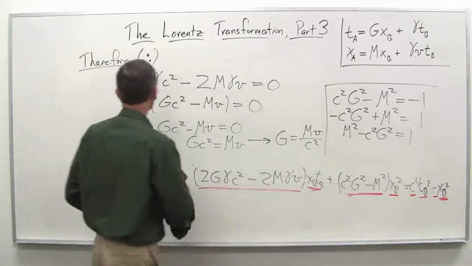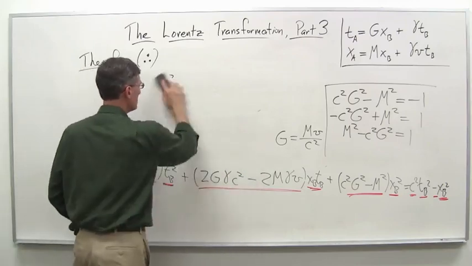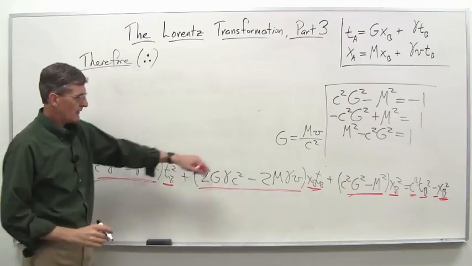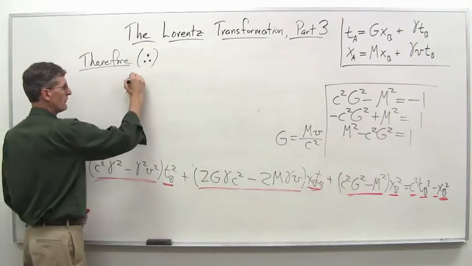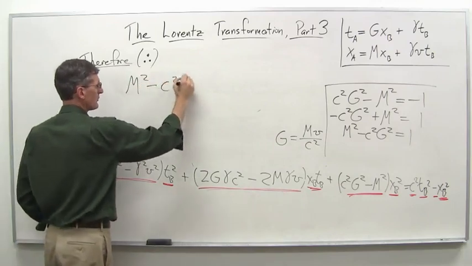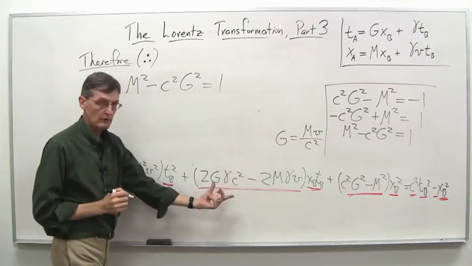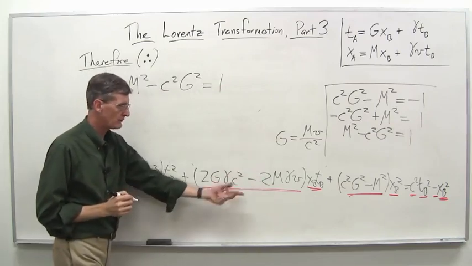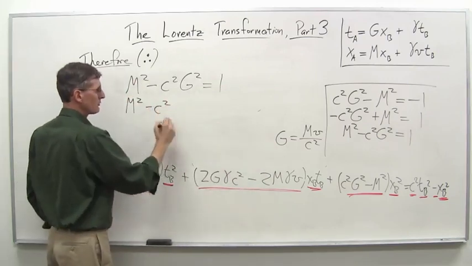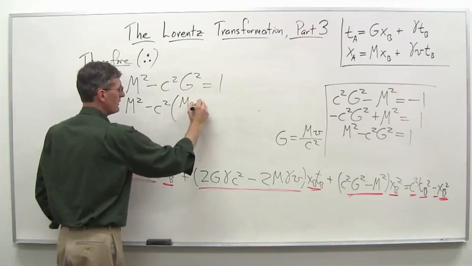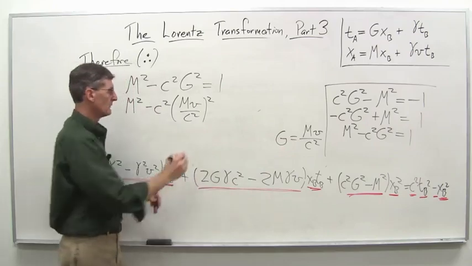So actually, let's come back up here. Get a little more room. So this was our g equation we found here. Let's actually take g and just plug it in here. Is really probably the simplest way to do it. So here's what we've got. We've got m squared minus c squared g squared equals 1. We know from our middle coefficient at equals 0 that this has to be true. So this is m squared minus c squared times mv over c squared, because I got a g squared here, equals 1.